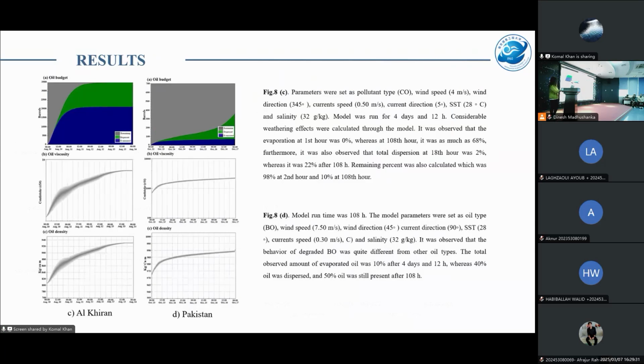Okay, so these are the same results for the Al Khairan and Pakistan oil spills. The same model input was given in the case of these two, and these were the results which have been generated by the model.